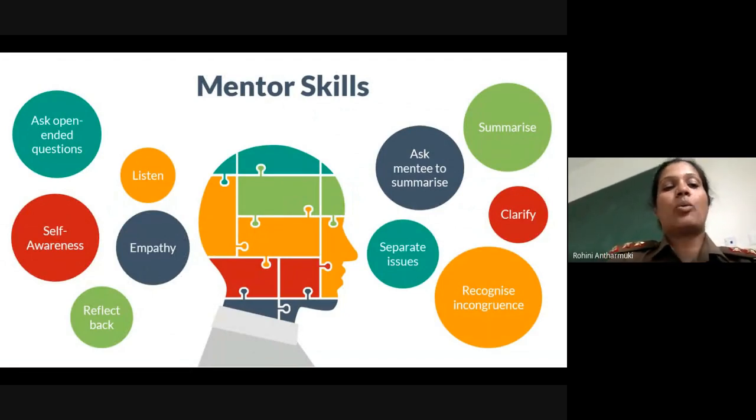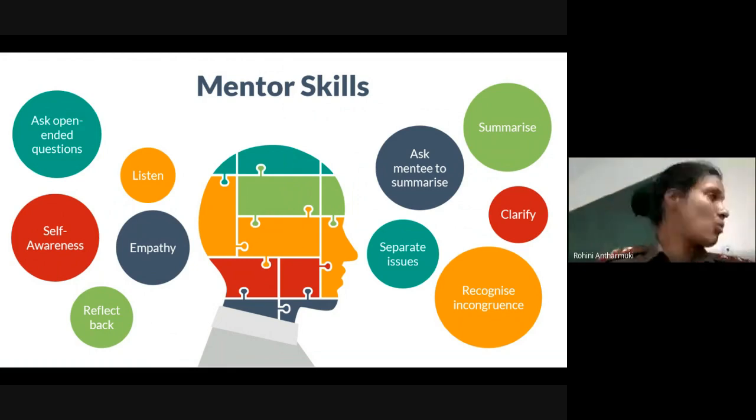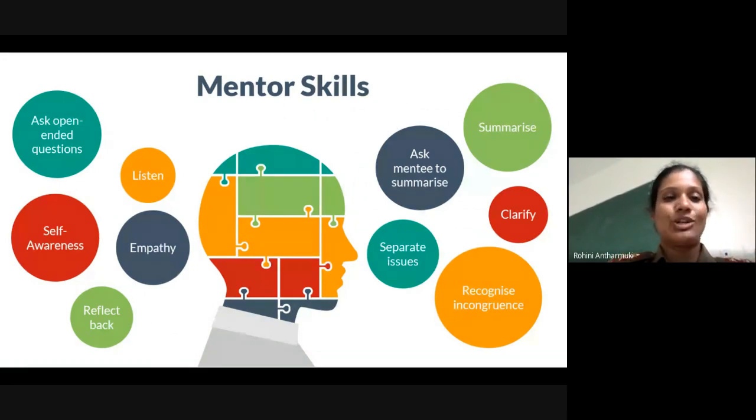Ask open-ended questions. Always when you're asking questions to your mentee, leave them to talk more than you talking too much. Try to understand exactly what their situation is. Just don't ask, are you from this place or that place? If you ask that kind of question, they'll just give a one-word answer and you will not know much. So let them talk, listen to them, right?